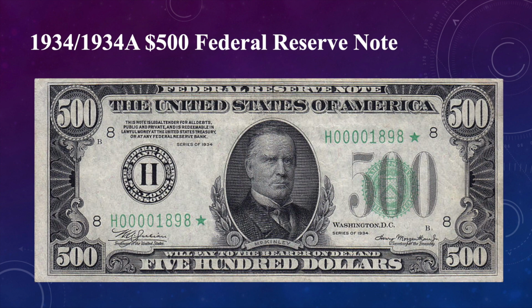Lastly, we get to the 1934 or 1934A $500 Federal Reserve note. Still has McKinley. There's a few differences on them. But unlike the 1928 one, the 1934 or 34A didn't have any redeemability for gold. And they came in two varieties, one with light green seals, that's on the 34, not the 34As, and one with darker green seals. The light green seals sell for about 10% more.